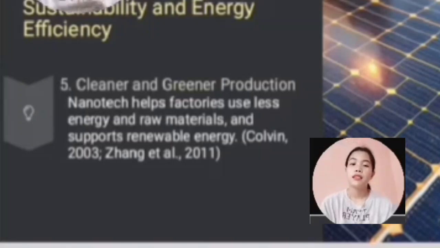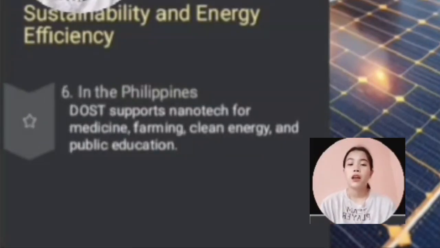And the last is in the Philippines. The DOST, or Department of Science and Technology, supports nanotech for medicines, farming, clean energy, and public education. The DOST supports research in nanotechnology. They fund projects in areas like energy, health, and agriculture to improve the lives of Filipinos.